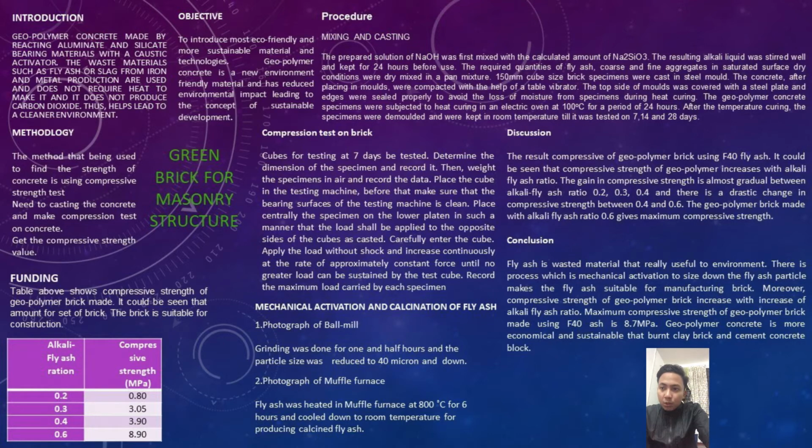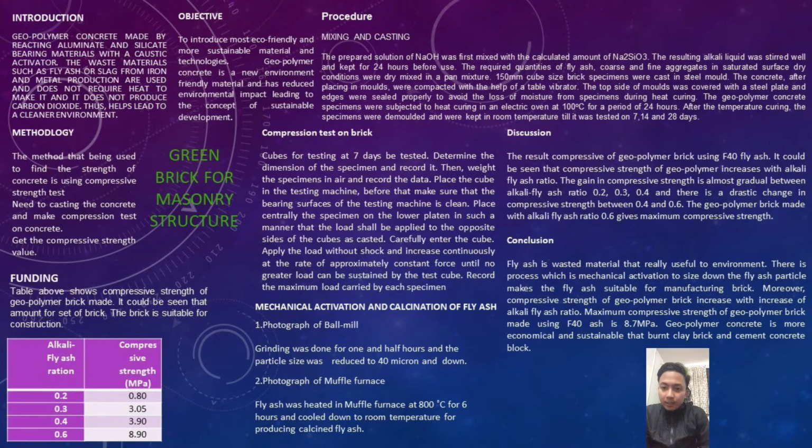Before that, make sure that the bearing surface of the testing machine is clean. Place the specimen centrally on the lower platen in such a manner that the load shall be applied to opposite sides of the cube as cast. Carefully center the cube, apply the load without shock and increase it continuously at the rate of an estimated constant force until no greater load can be sustained by the test specimen. Record the maximum load carried by each specimen.